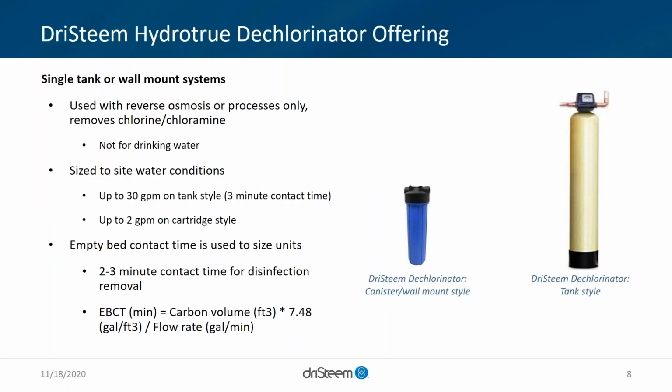So what is DriSteam's dechlorinator offering? We have a couple different options. The first one, the blue image on your screen, right pretty much in the center, is a cartridge style wall mount cartridge. It is a consumable piece that we replace periodically, anywhere from 6 months to a year, and I'll talk a little bit about maintenance and what that true expectation is. Along with that, on the far right side, DriSteam's tank style dechlorinator. Very similar, and we'll talk about the componentry in that system and what we have to offer.